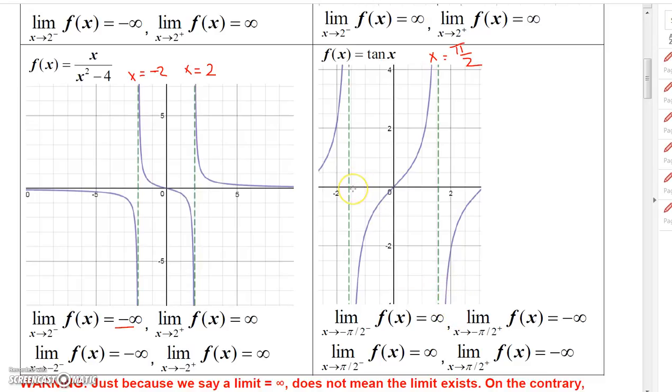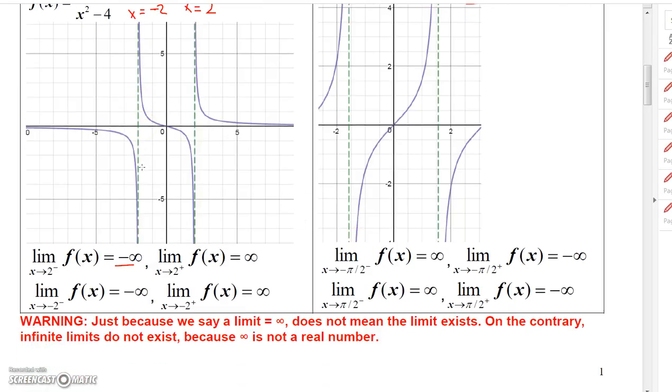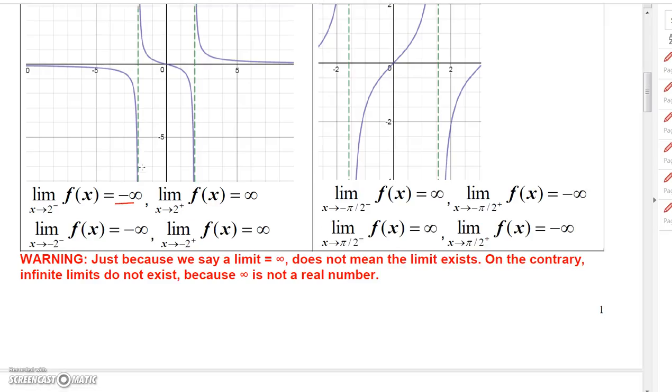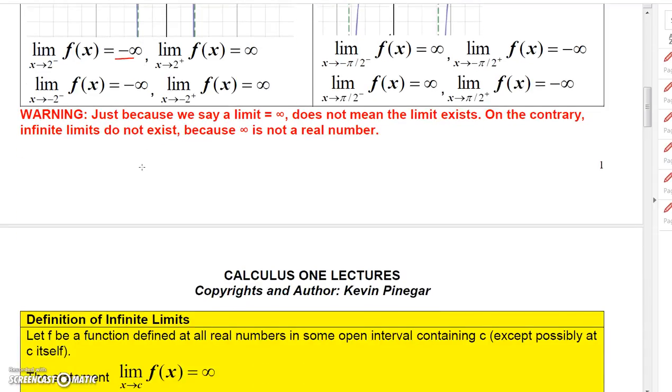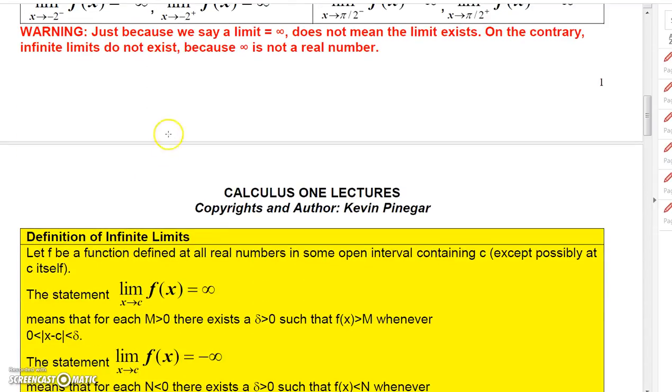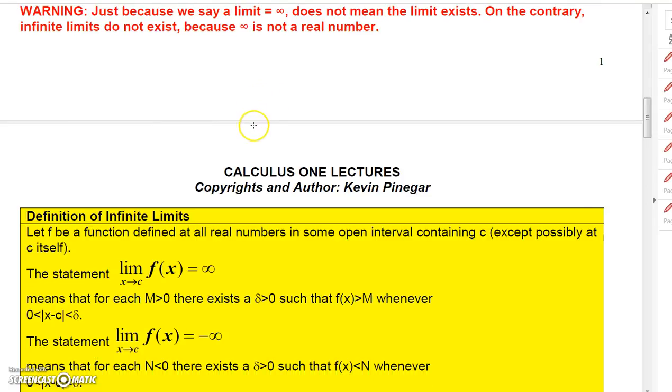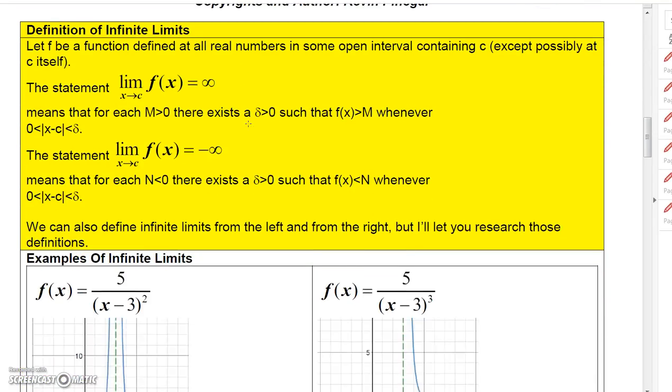Now negative pi over 2 is right here. So if we approach negative pi over 2 from the left, notice we're going to plus infinity. And if we approach negative pi over 2 from the right, notice we're going to negative infinity. So those are limits that equal infinity. And again, just because I say it equals infinity, it does not mean the limit exists.